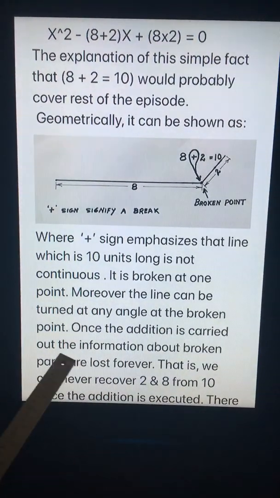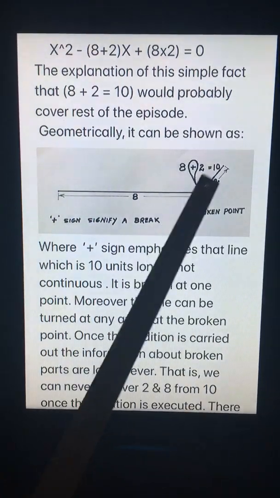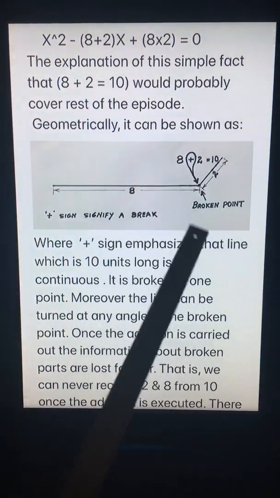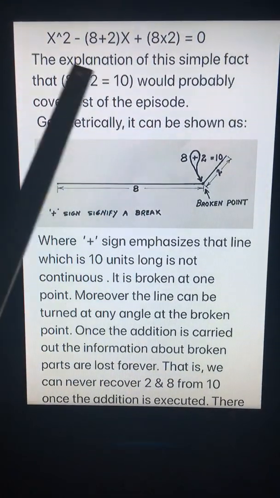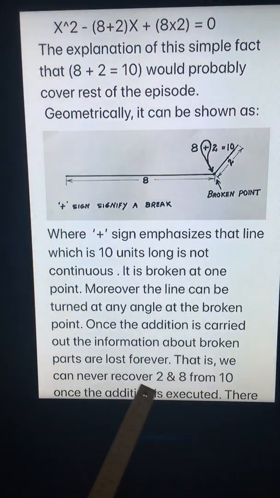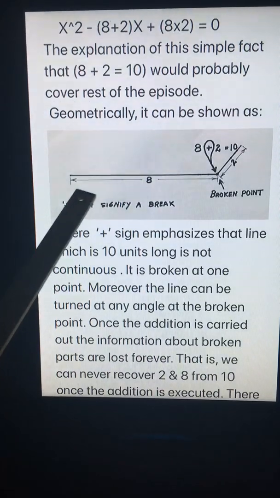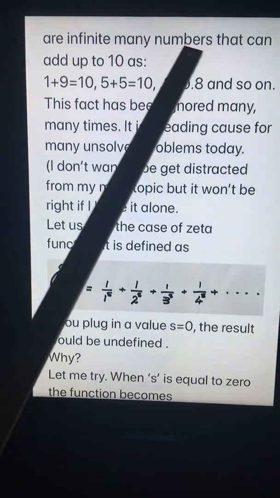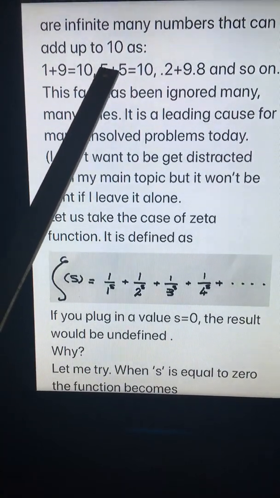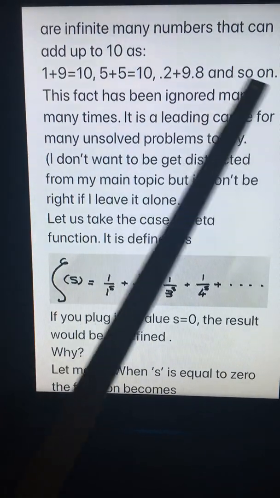Once the addition is carried out, the information about the broken part is lost forever. So if we only have 10, then we cannot recover 8 and 2, because the information is lost when we carry out the addition. That is, we can never recover 2 and 8 from 10 once the addition is executed. There are infinitely many numbers that can add up to 10, as 1 plus 9 is equal to 10, 5 plus 5 is equal to 10, 0.2 plus 9.8 is equal to 10, and so on.